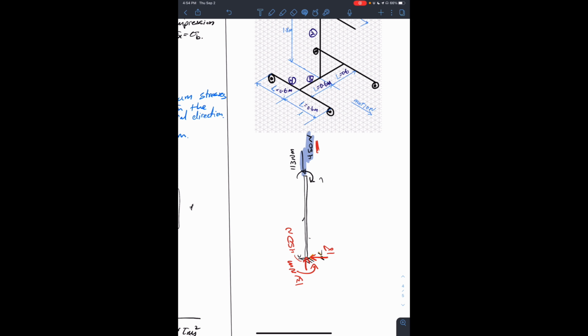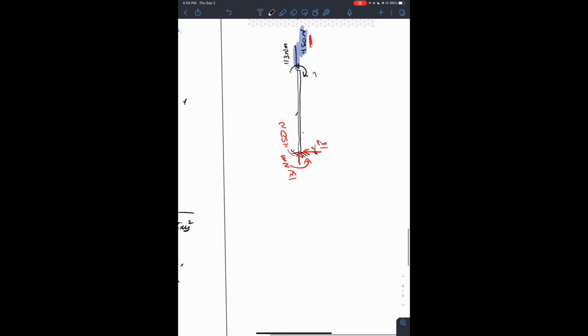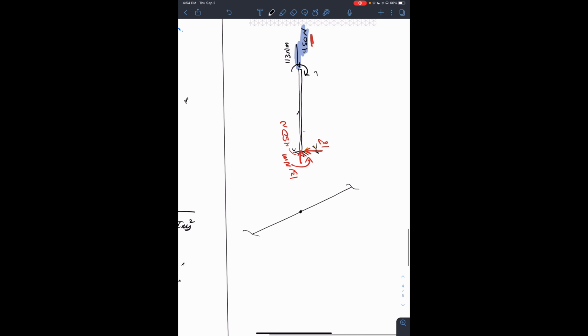Right? So if you were to sketch out our beam 3 now, this is our beam 3. This is where it connects to beam 4. Right? Our distances are 0.6 meters. Our reaction forces, therefore, are equal and opposite.